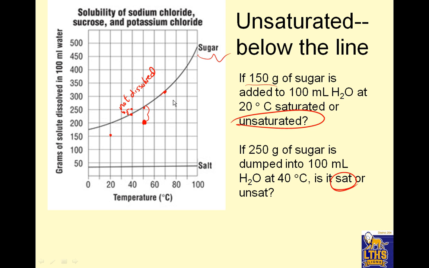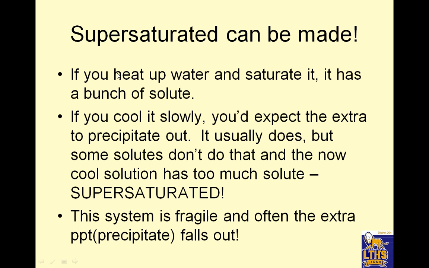Okay, supersaturated can be made. What does that mean? That means you can have a solution that is holding this much solute at that temperature, but you can't just put it in at 30 degrees and make it dissolve. That won't happen. So how can you make it? Okay, you heat up water, you saturate it, and it has a bunch of solute. If you cool it down slowly, the extra solute should fall out, right? Go right to the bottom because it can't dissolve. Usually it does, but some solutes don't do that, and now the cooler solution has too much solute, so it's called supersaturated. It's a fragile system, and often the extra precipitate can fall out pretty easily.